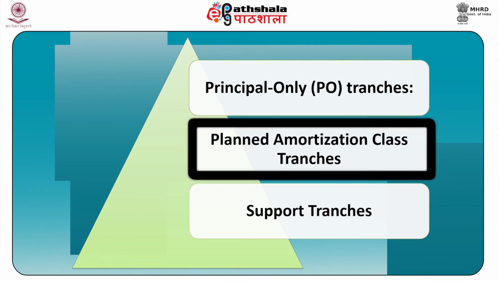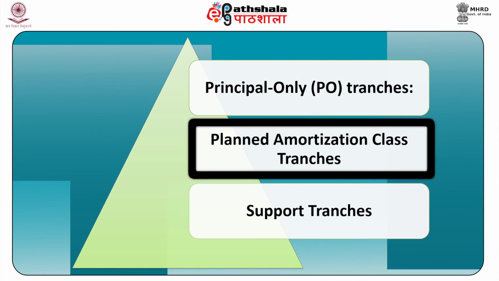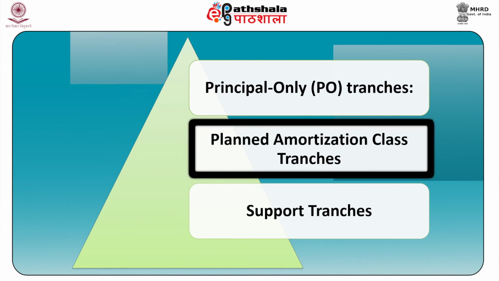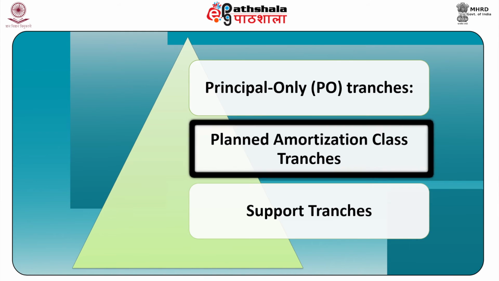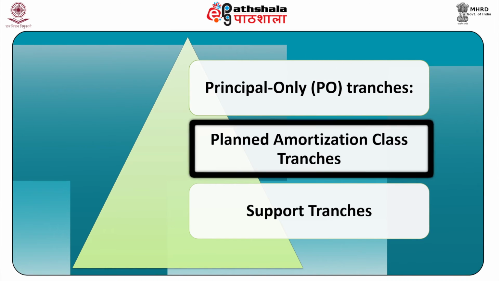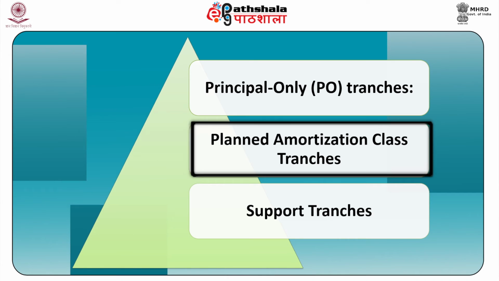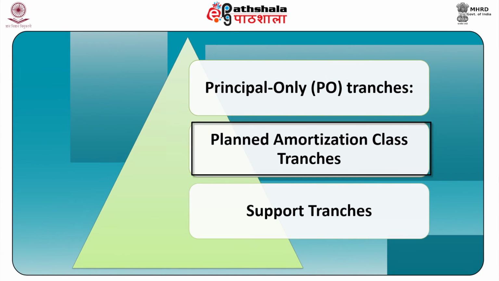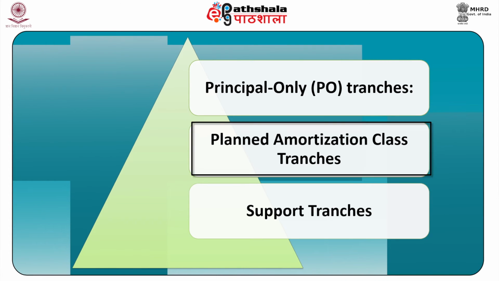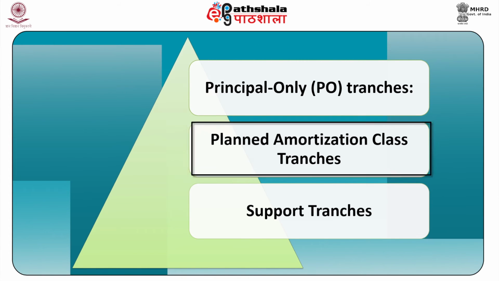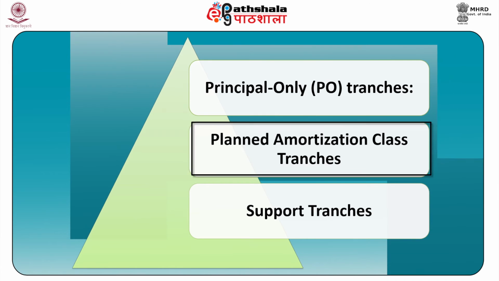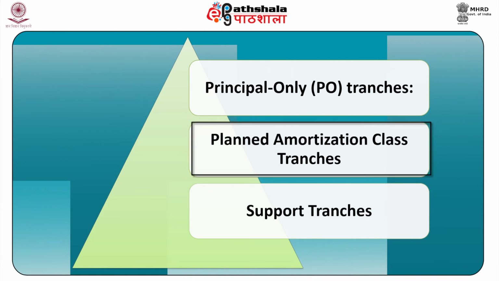Sixth, planned amortization class tranches. Planned amortization tranches are given highest priorities in terms of payment of periodic principal and interest. Their cash flows follow a planned pattern and are quite predictable. They have least exposure to prepayment or delayed payment risk. This is so because their risk is absorbed by support tranches. The cash flow payments to PAC tranches are as follows.